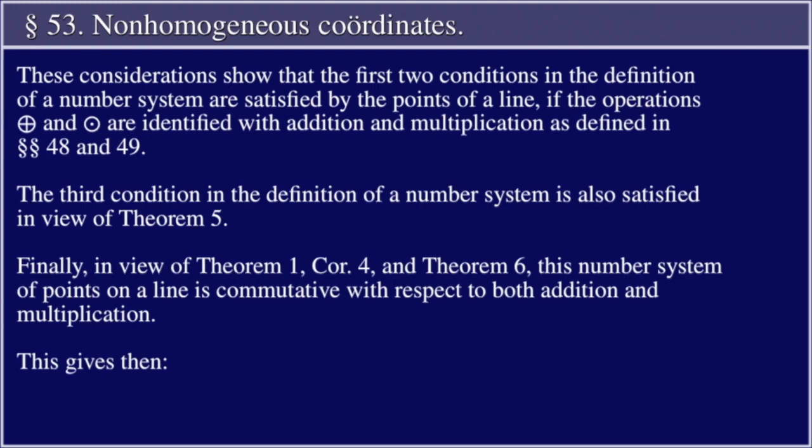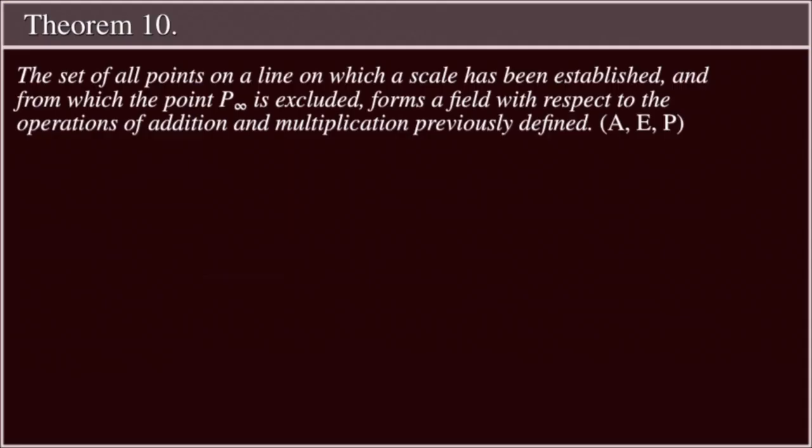if the operations plus and times are identified with addition and multiplication as defined in sections 48 and 49. The third condition in the definition of a number system is also satisfied in view of Theorem 5. Finally, in view of Theorem 1, Corollary 4, and Theorem 6, this number system of points on a line is commutative with respect to both addition and multiplication. This gives then Theorem 10.